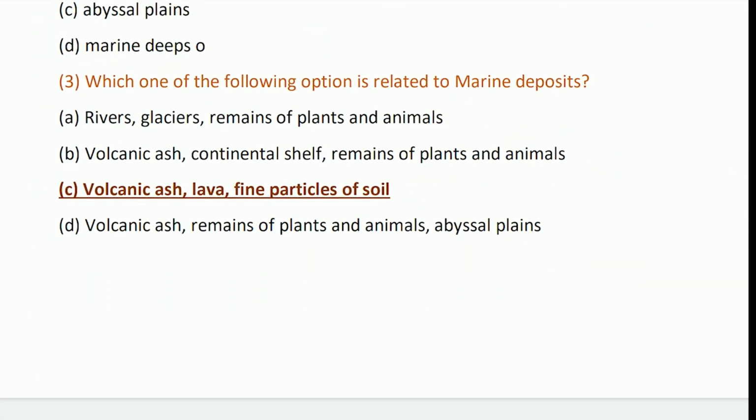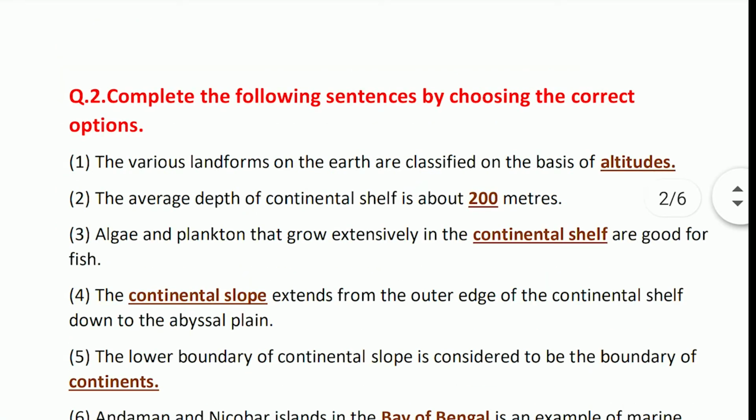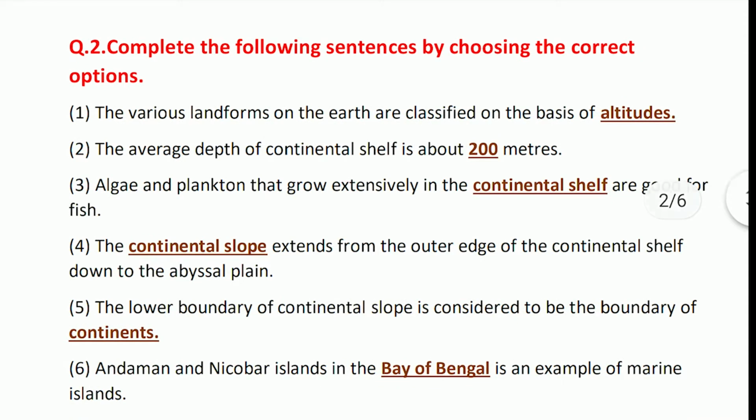Which one of the following options is related to marine deposit? Volcanic ash, lava, fine particles of soil. Complete the following sentences by choosing the correct option. The various landforms on the earth are classified on the basis of altitude. The average depth of the continental shelf is about 200 meters. The algae and plankton that grow extensively on the continental shelf are good for fishes.